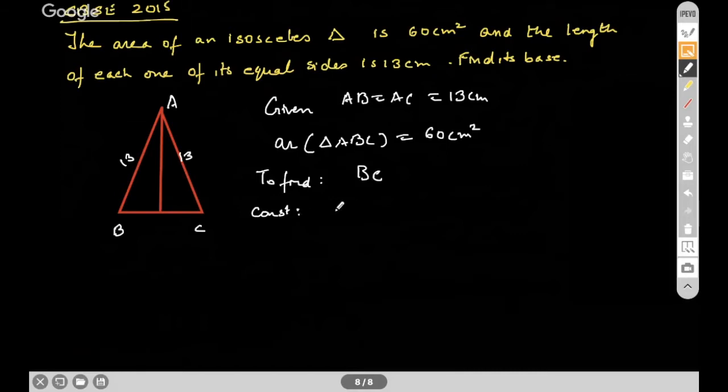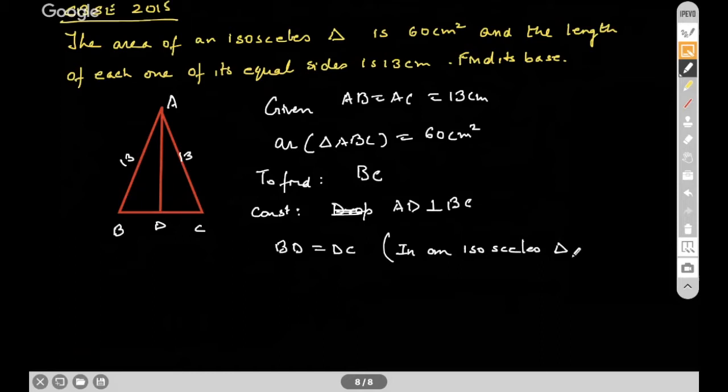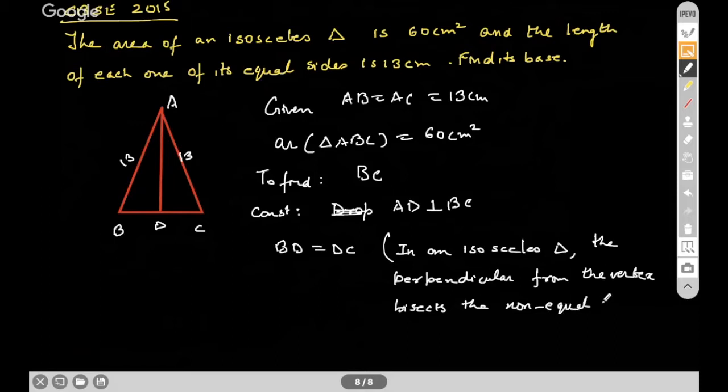Now construction. Drop AD perpendicular to BC. Now clearly in an isosceles triangle, you know that BD is equal to DC, right? You can write the reason: in an isosceles triangle, the perpendicular from the vertex bisects the non-equal side. So let BD be equal to x. So you have to find BD.